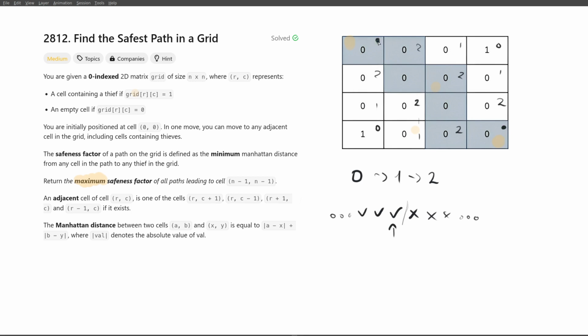And of course, it's possible. If we're asked for the number 3, so only cells that have safeness 3 exist, so this one, this one, this one, and this one, then it's impossible to reach them. Right? So that's very simple. We just have to check reachability, which we can do, of course, with a BFS.